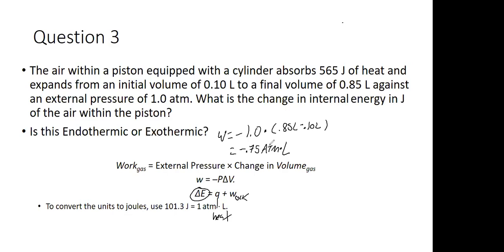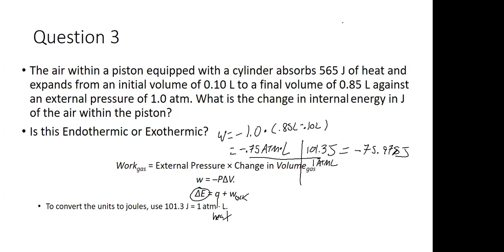Okay, but an atmosphere liter is not a unit we can really use when talking about energy. We have to be in joules. So I'm going to convert my atmosphere liters into joules. So our conversion is 1 atmosphere liter is 101.3 joules. And doing that conversion, it is negative 75.975 joules. Okay, so that's what our energy is in work.